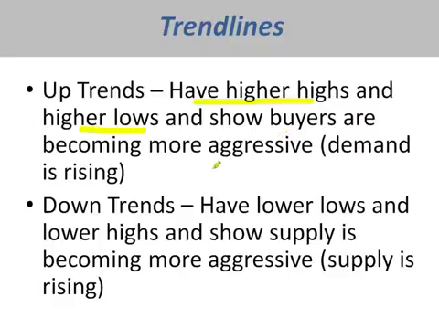Basically this uptrend is showing that buyers are becoming more aggressive. If the chart is showing us that the buyers are getting more aggressive, that means demand is rising. Remember, we're using this to measure supply and demand. On the other hand, downtrends are characterized by having lower lows. Things are getting lower all the time, or lower highs. And that shows that supply is rising. Prices are dropping because supply is rising. Okay, so let's look at a couple charts here to understand better.